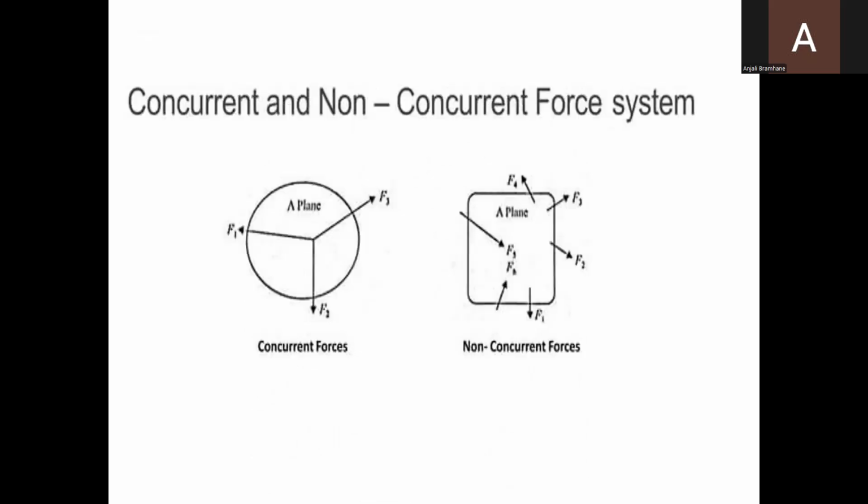Here, the concurrent and non-concurrent force system. As we saw, concurrent forces consist of forces whose lines of action intersect at a single point, and a concurrent force system can be coplanar or non-coplanar. And non-concurrent forces, you can see in the diagram. A non-concurrent force system consists of forces whose lines of action do not intersect at a single point. Okay.